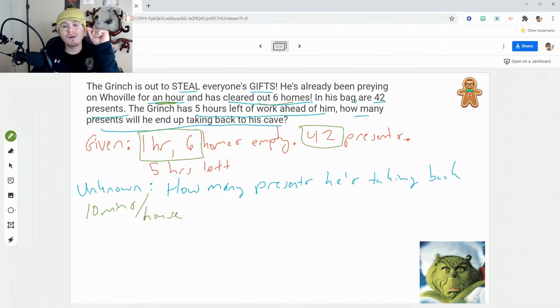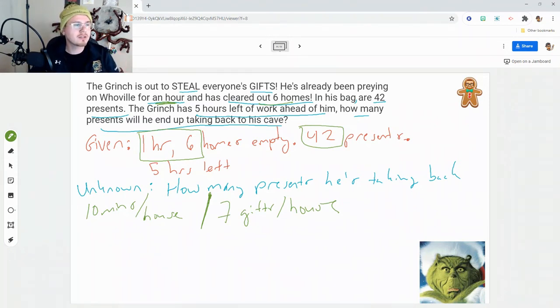I'm also seeing that there's 42 presents out of 6 homes. So if we assume that each one is set up the same, it's going to be relatively simple for us to see that there's 7 presents per house. So we're going to have 7 gifts per house. 7 Who's? 7 Who's.